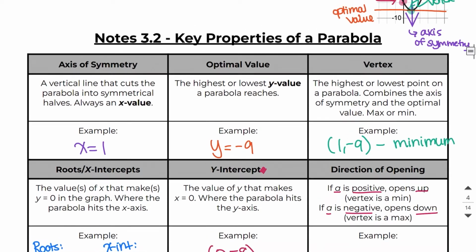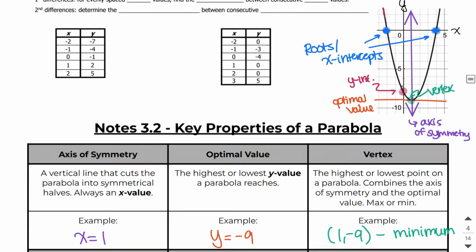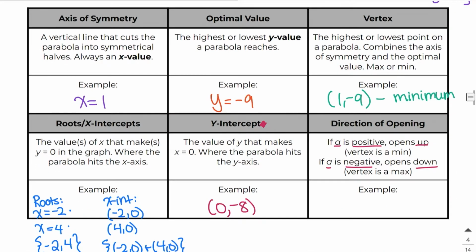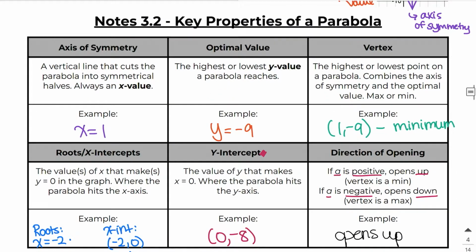We'll talk about that more in detail shortly, but we also know it opens up just from this graph, because as you can see right here, this parabola has its opening up on top, so we call this opening up. So in our example, we're going to say that this opens up. So those are the key features, the key properties of a parabola.